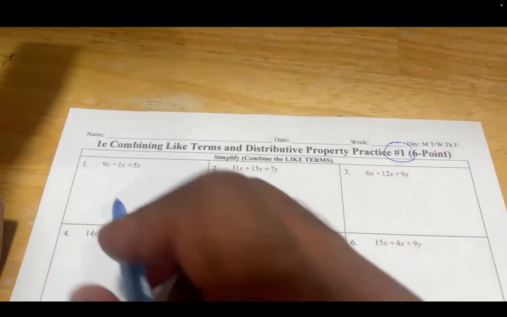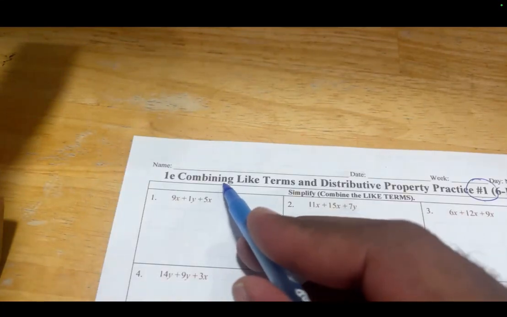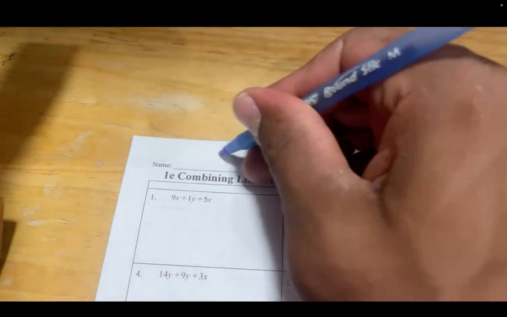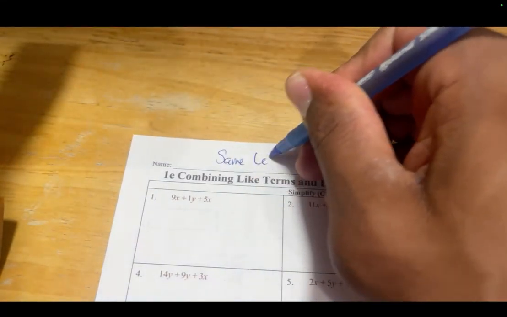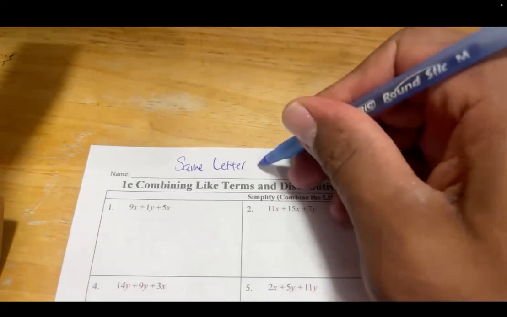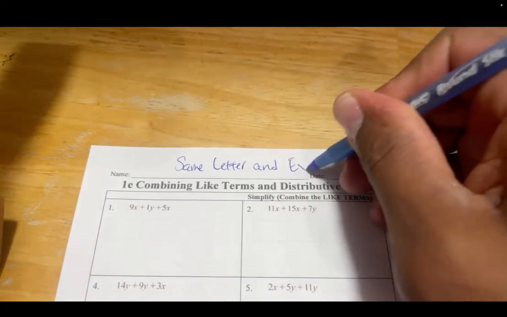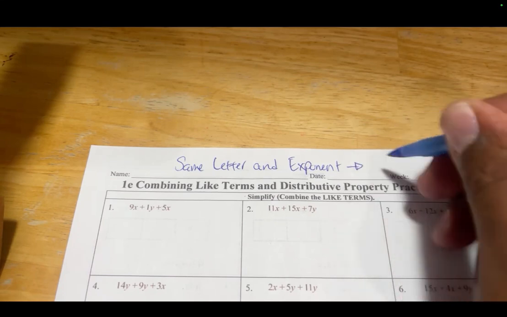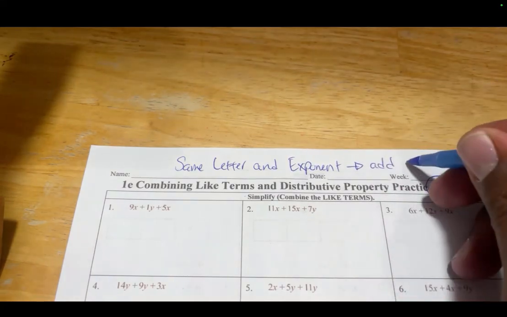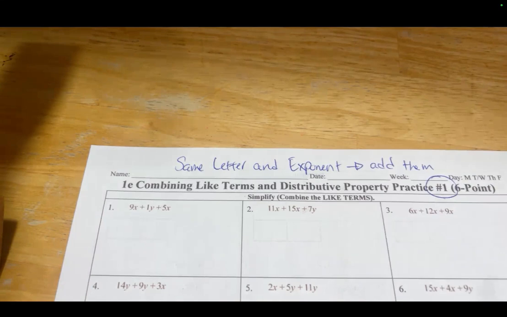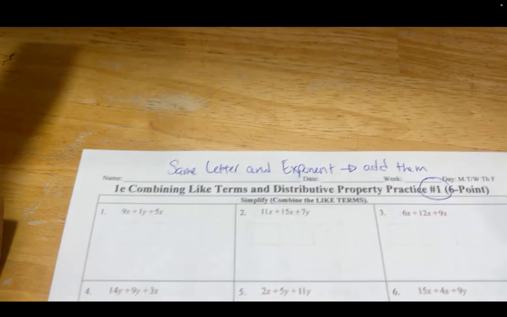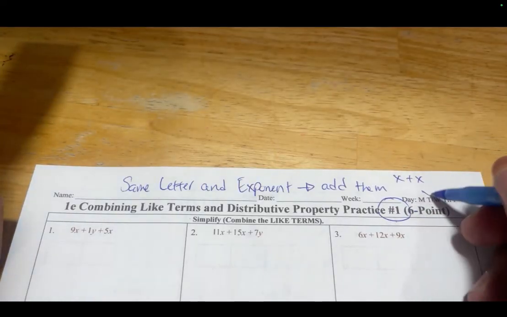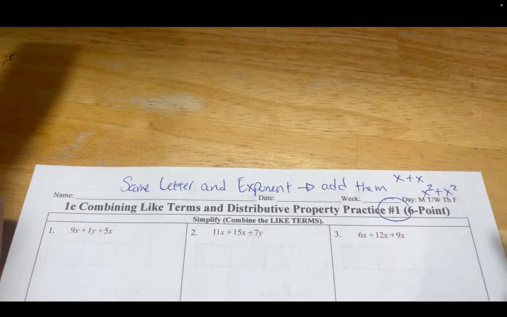So number 1, for example, what we're doing is combining like terms. If they have the same letter and exponent, we're going to add them or combine them. Same letter x, same exponent. So for instance, if I have x and x, we add that, right? If I have x squared and x squared, we add that.